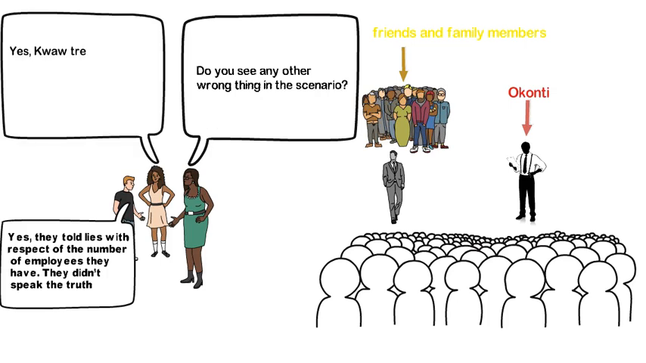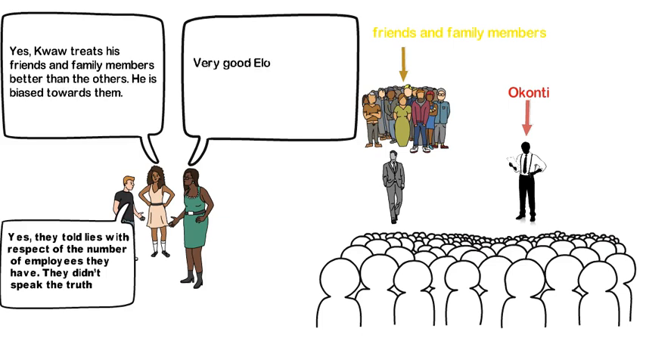Yes, Kwao treats his friends and family members better than others. He is biased towards them. Very good, Elam. That is right. We should not be biased. We should be just. Justice is one of the elements of integrity.